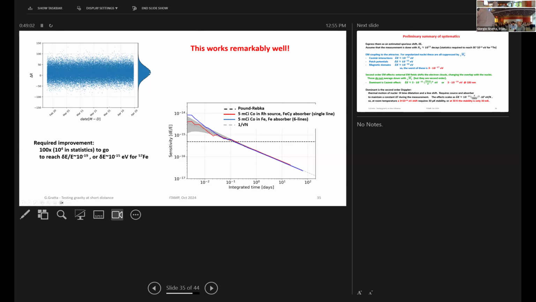We need to reach down to 10 to the minus 15 electron volts, which is about 10 to the minus 19 on this scale, this delta E over E. So we are a couple of orders of magnitude away, which means that in terms of statistics, we have 10,000 times too little. That's because we want to take data a little bit longer, but more important, we need a much hotter source, which is actually trouble, not because of health physics, but because we're stupid.